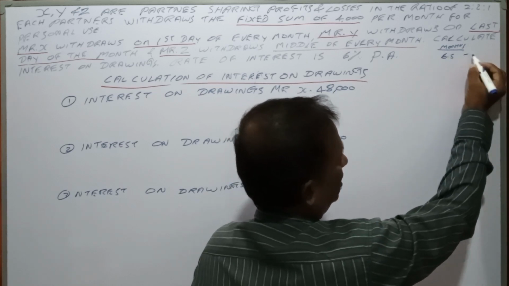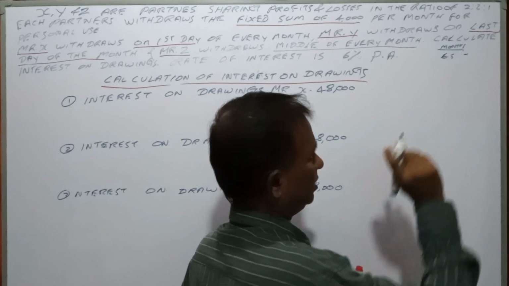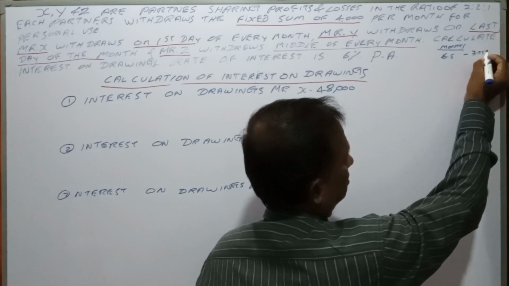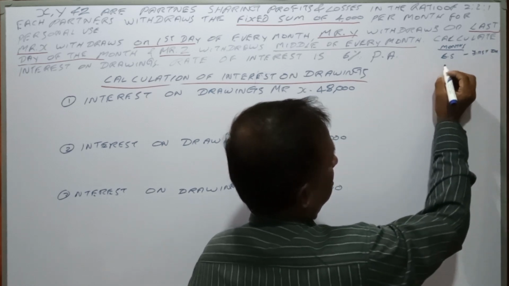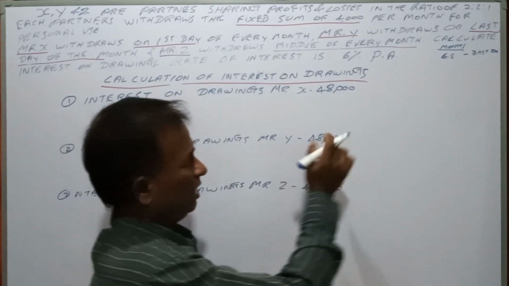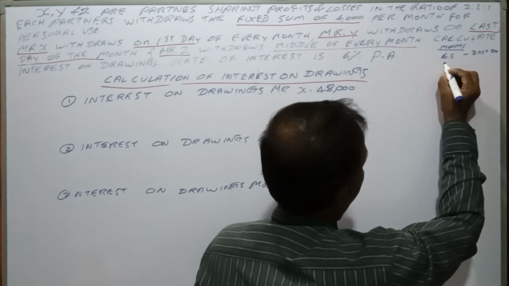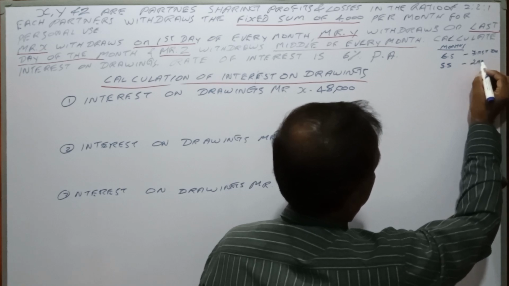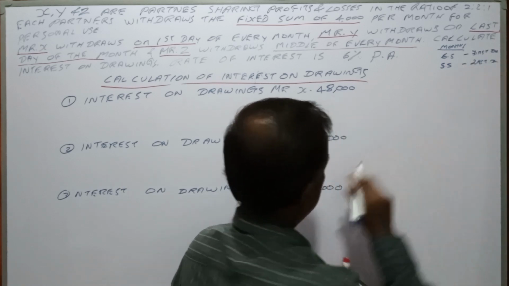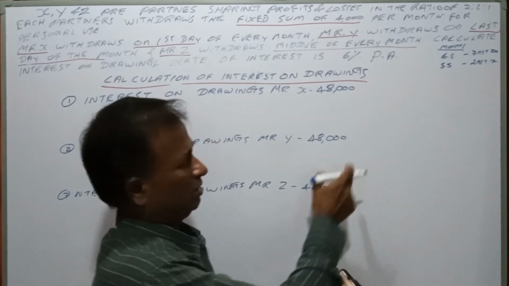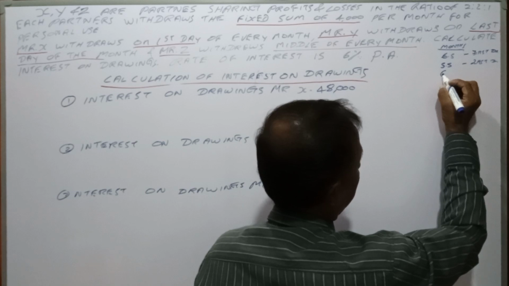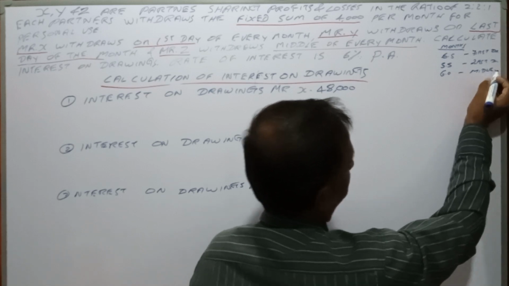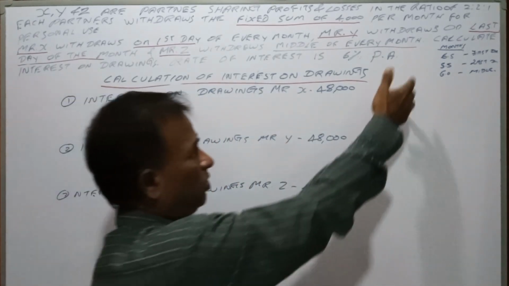Keep this in mind: this is the first day, and this is the last day, the end of every month, that means 5.5 months. This is the middle of the month, that means exactly 6 months, right? This is the number of months.